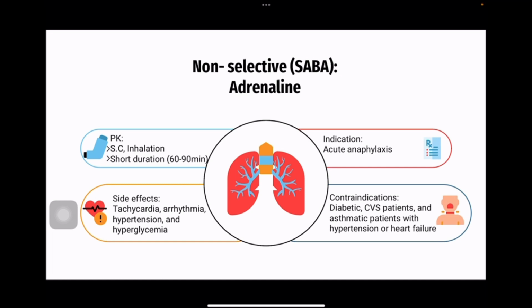Okay, the contraindications: diabetic patients, cardiovascular system patients, and asthmatic patients with hypertension or heart failure.